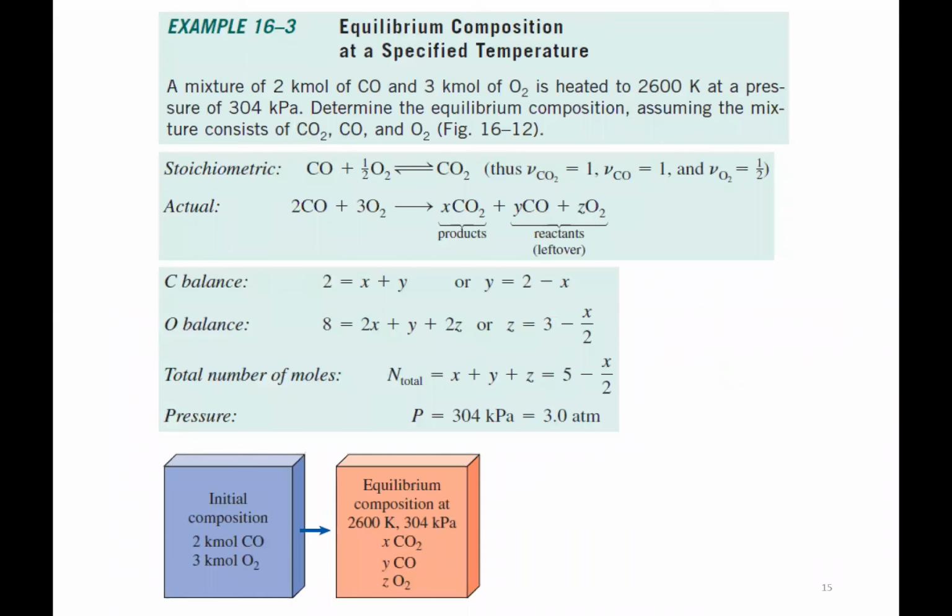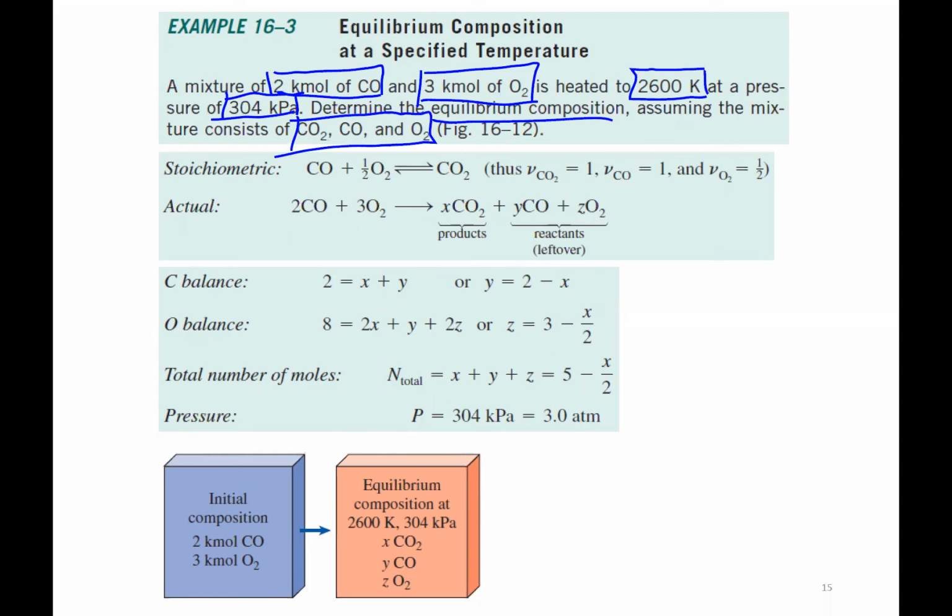All right, so here's another example. Okay, it's a little longer one. It has 2 pages. In this case, we have a mixture. So we have 2 kilomoles of CO and 3 kilomoles of O2, and they're heated to 2600. So we have our main things, and then we have a pressure, another main given. They want the composition, and they tell us the products are just these 3 components.